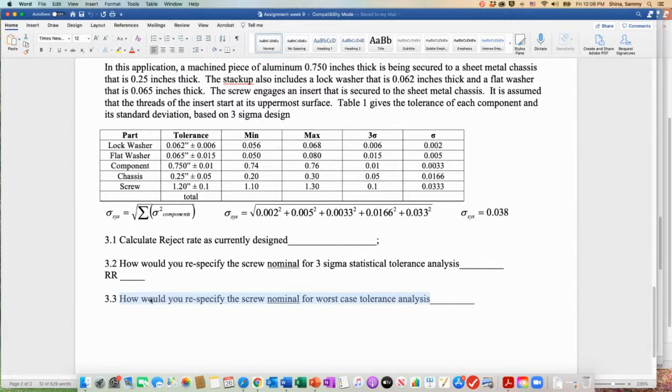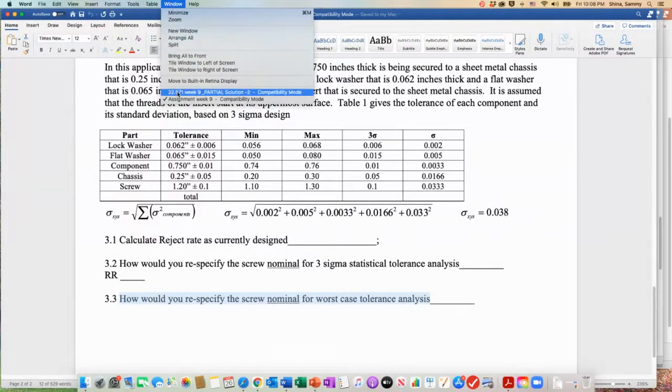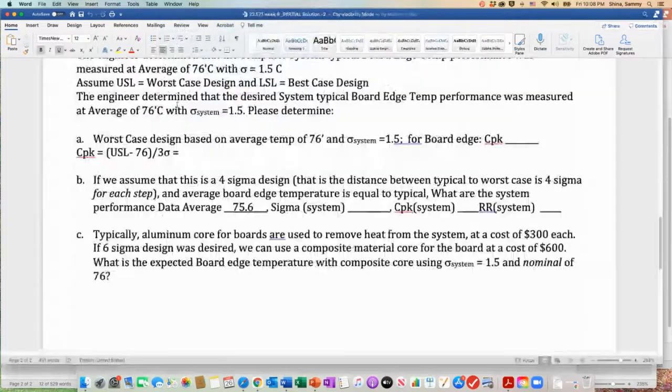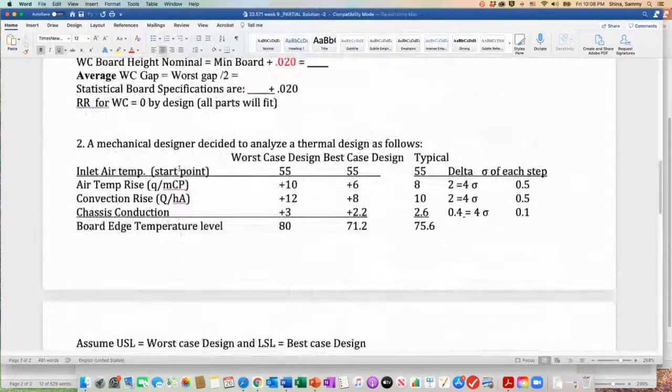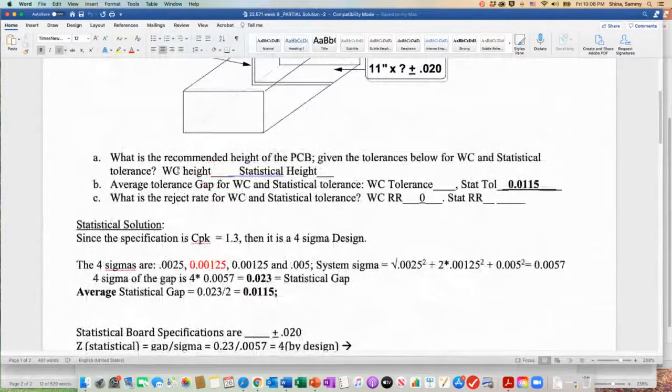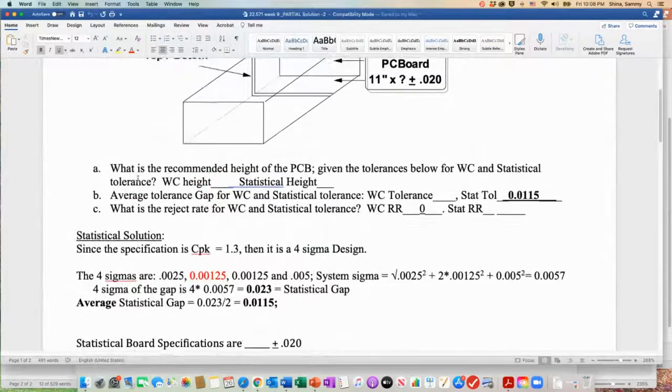Statistical tolerance analysis deals with sigmas and nominals. Okay, they don't deal with mins and max. That's why I want to remind you when you do this problem. So what I've done is a partial solution, which I usually try to do to get you started on this.